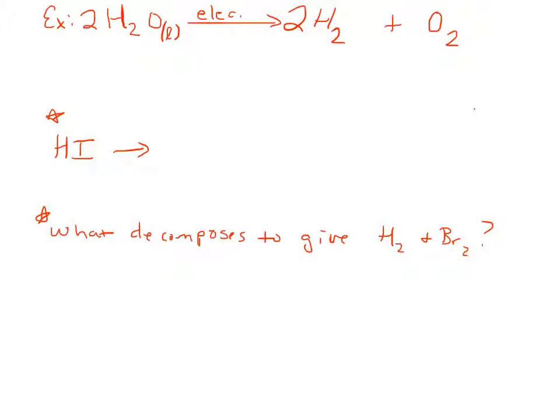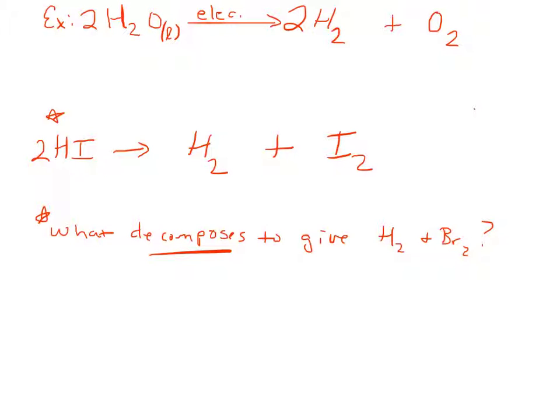Alright, so hydrogen iodide, or hydroiodic acid if we're talking about it dissolved in water, would break down into hydrogen and iodine. Hydrogen, we said, is H2. Iodine is also diatomic, so it's I2. And we need to balance it, so it would look like that.